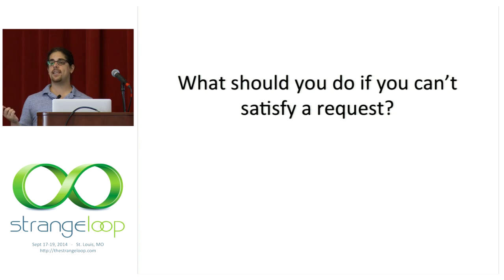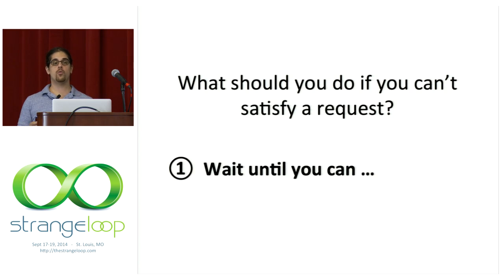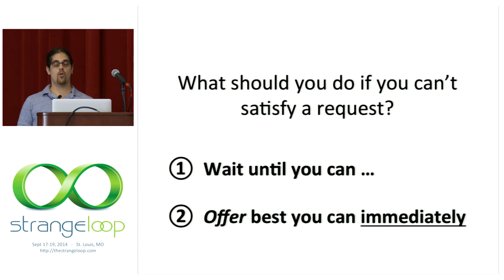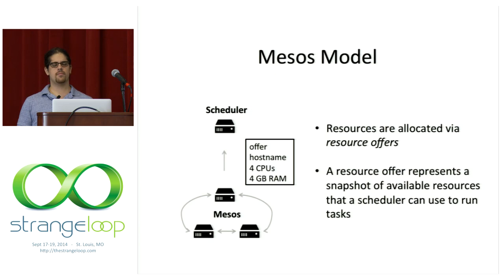What do we do if we can't satisfy them? We could wait until we can, or we could offer the best thing we have immediately. Now, I think I've made it clear what I think about waiting and waiting for cluster managers to get back to you, especially if you ask for something that doesn't exist, like 1 million CPUs or an exabyte of RAM on one machine. So with this offer model in Mesos, after you make a request, Mesos will say either, oh sure, here you go, you can have these resources now.